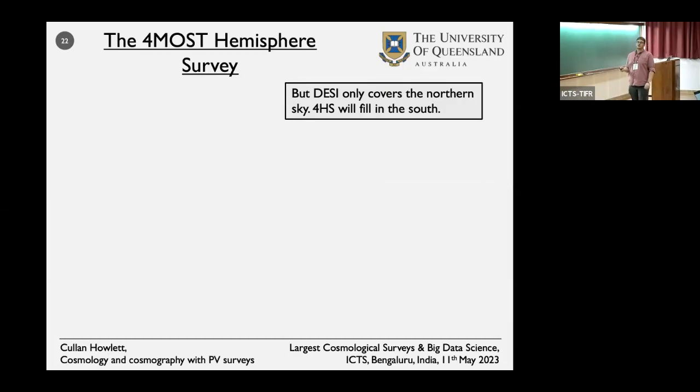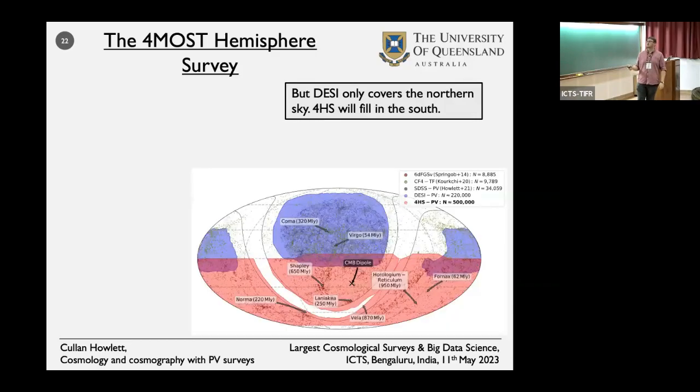But DESI, unfortunately, only covers the northern hemisphere. And so we've also proposed another survey, which is also going to happen, and in which I'm also working, called the Fourmost Hemisphere Survey, or 4HS, and that will cover the south. And so hopefully, by the time we've got DESI and 4HS done, which will be in maybe six years' time, we'll have data which covers both the blue patches, which is DESI, and the entire southern hemisphere with 4HS.